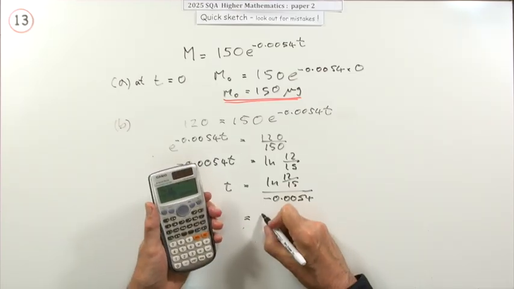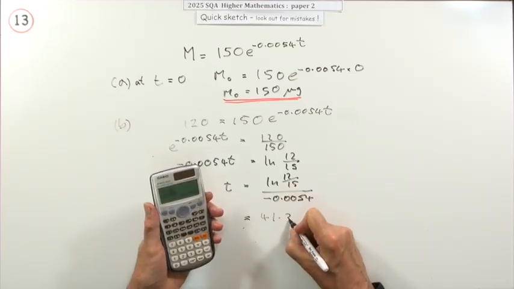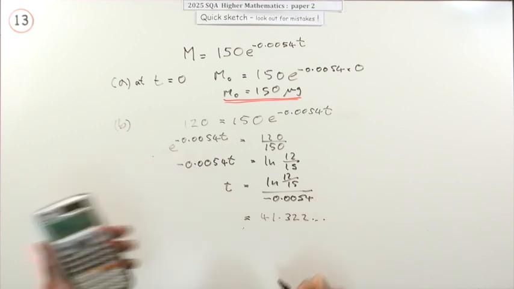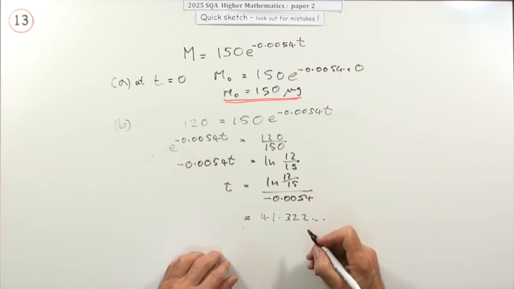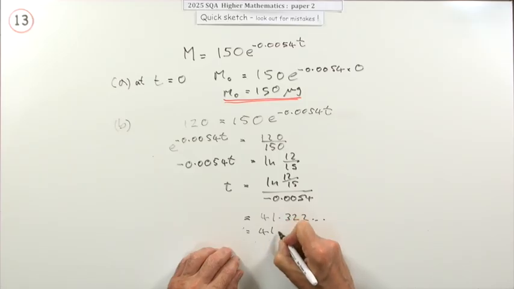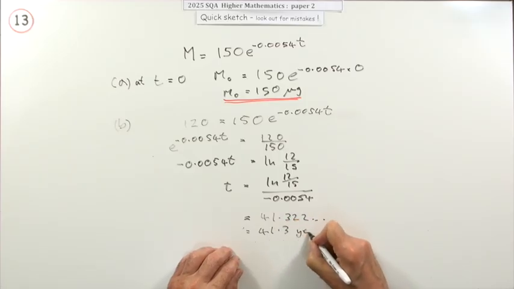And when you do that, you get 41.322 and so on. So what we call that? 41.3, and that was in years.